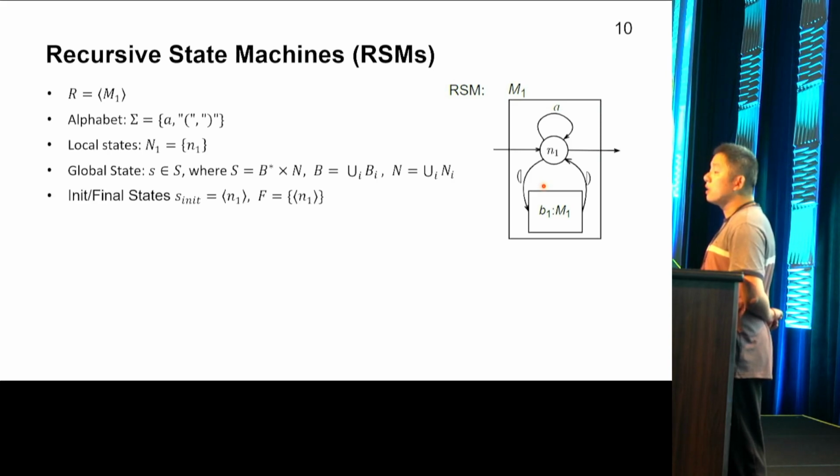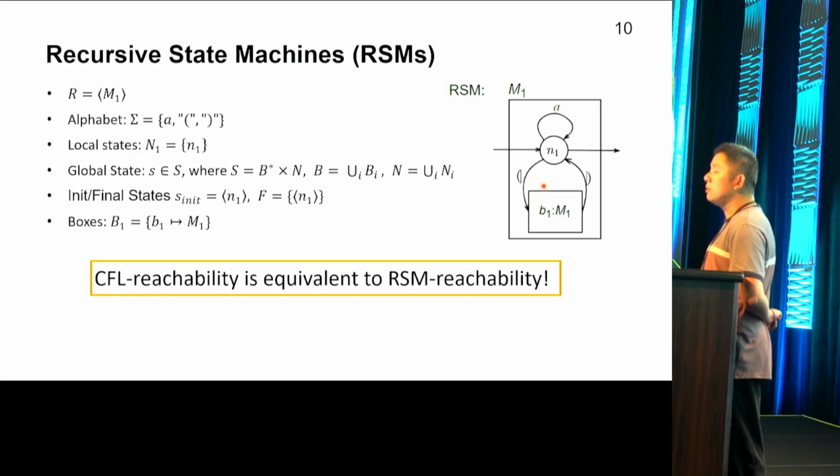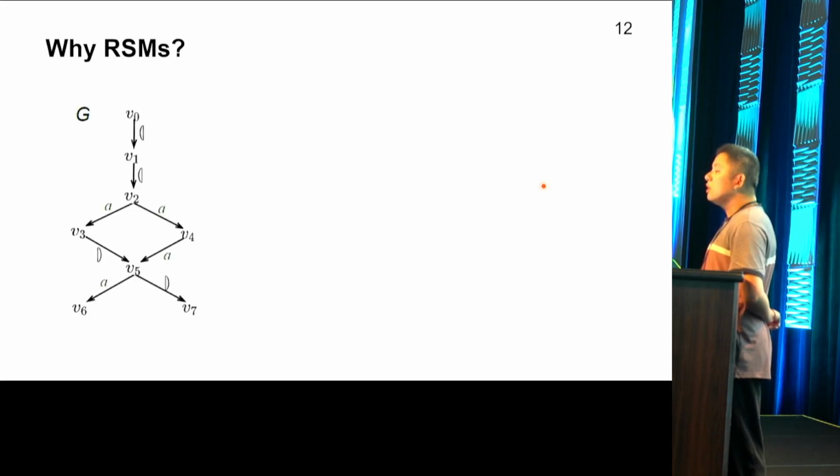In order to recognize strings, we need to define the initial states and the final state. And we also need to label those boxes. It is important to note that an RSM can also specify context-free languages. Indeed, it's equivalent to pushdown automata. Therefore, ultimately, CFL reachability is equivalent to RSM reachability. For instance, it's easy to verify that this recursive state machine accepts the same strings that can be generated from this CFG. So the next big question is: why do we need RSM?